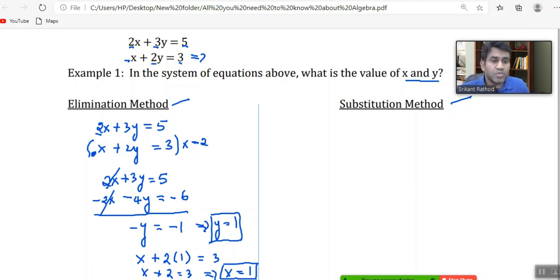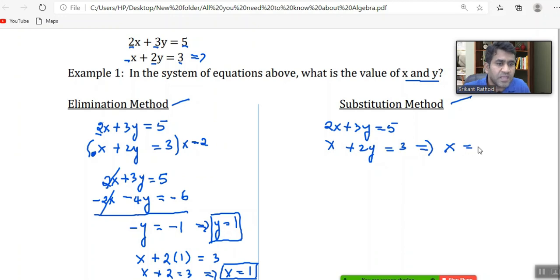Now let's see the substitution method. Let me take the same example: 2x plus 3y equals 5, and x plus 2y equals 3. With substitution, you can convert one of the expressions in terms of x, and then replace that expression for x in the other equation, or you can also do it in terms of y. Here I'll write this expression in terms of x. So x is equal to -2y plus 3.